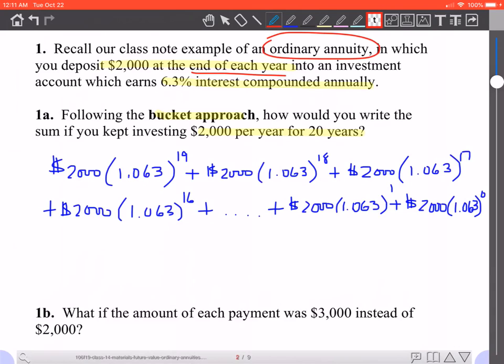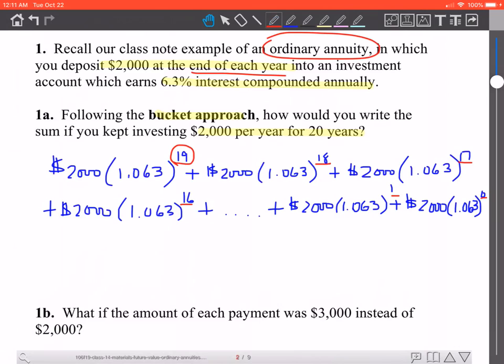So again, some things to notice, even though, yes, it is for 20 years, your highest exponent is 1 less than the number of years. And every year after that decreases by 1, and you just keep going until you get to the last few where you notice that the exponents go all the way down to 0.